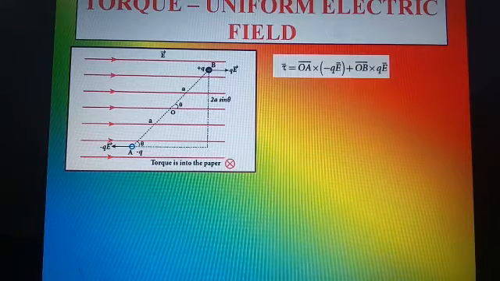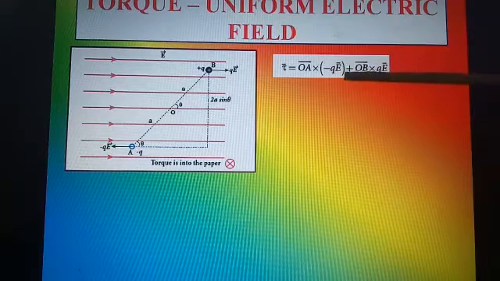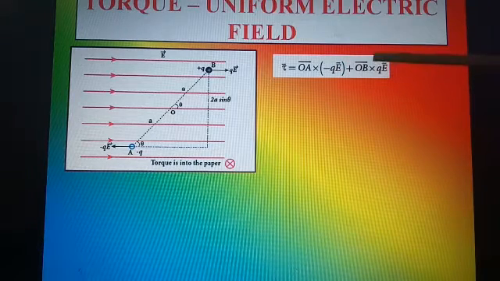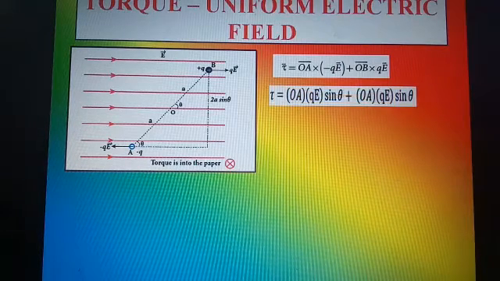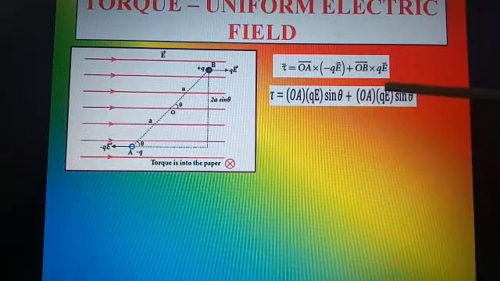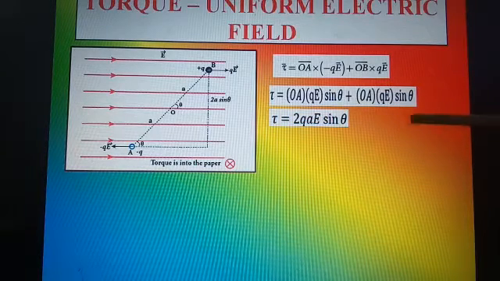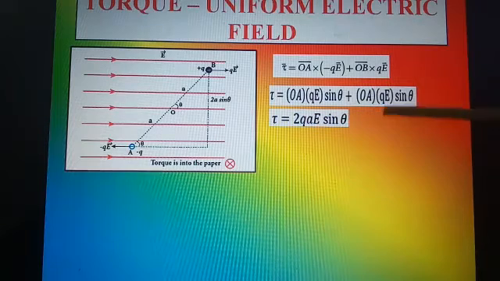So the total torque on the dipole about the point O is torque equal to OA vector cross minus qE vector plus OB vector cross qE vector. The total torque is perpendicular to the plane of the paper and is directed into it. So the magnitude of the total torque is equal to OA qE sin theta plus OA qE sin theta. So the torque is equal to 2qaE sin theta.